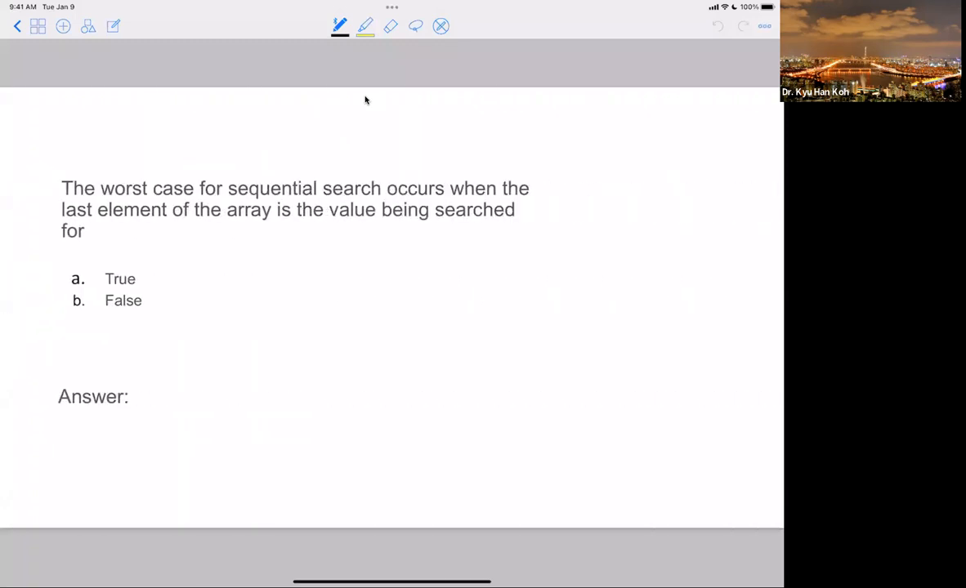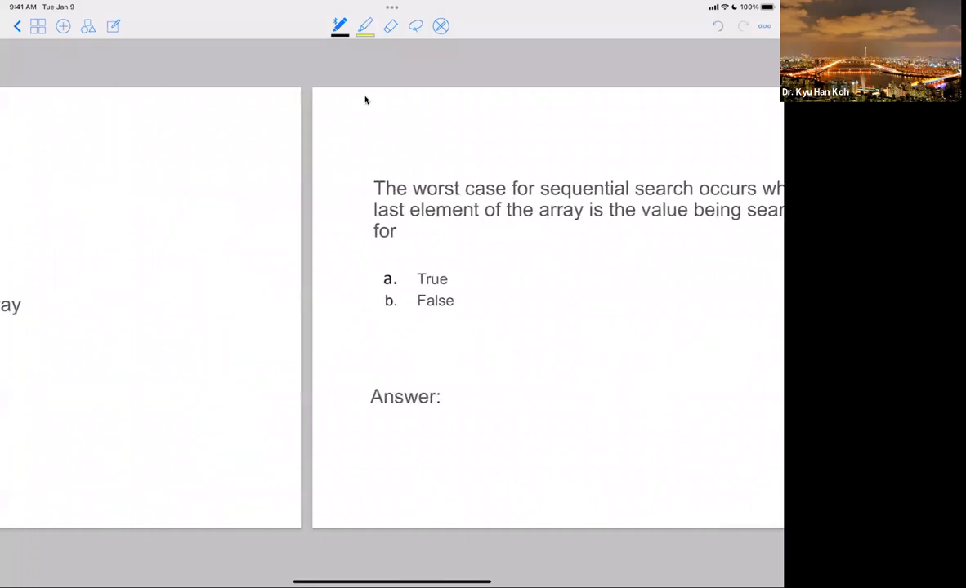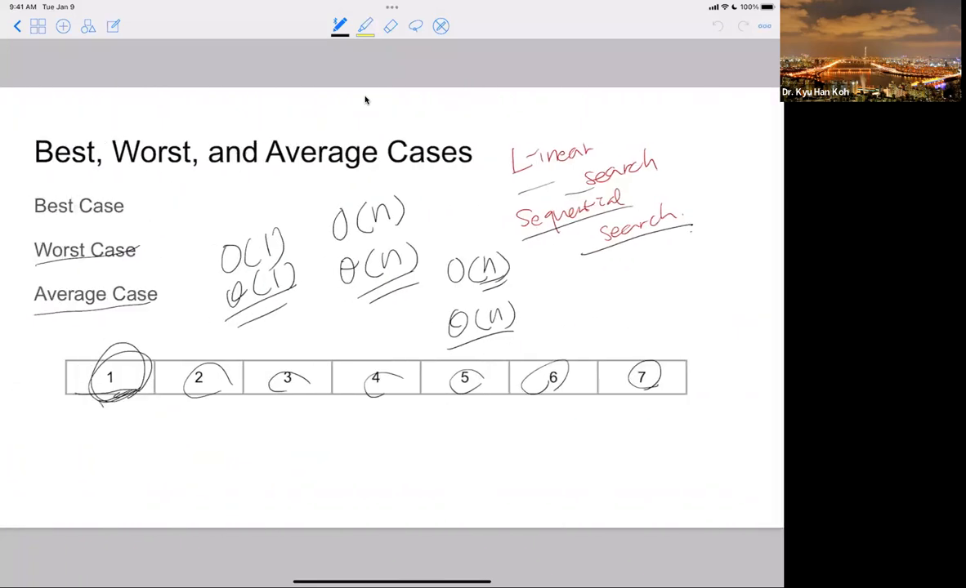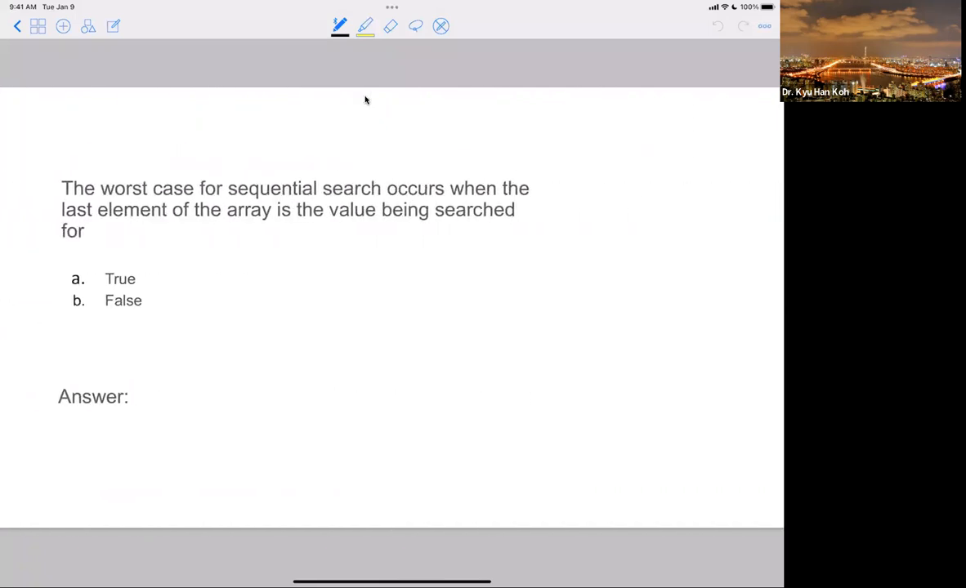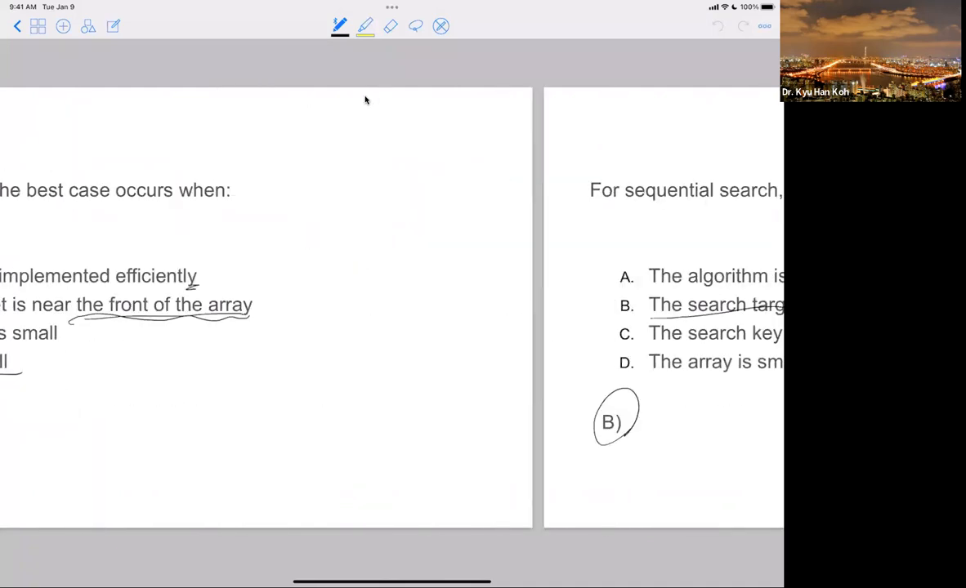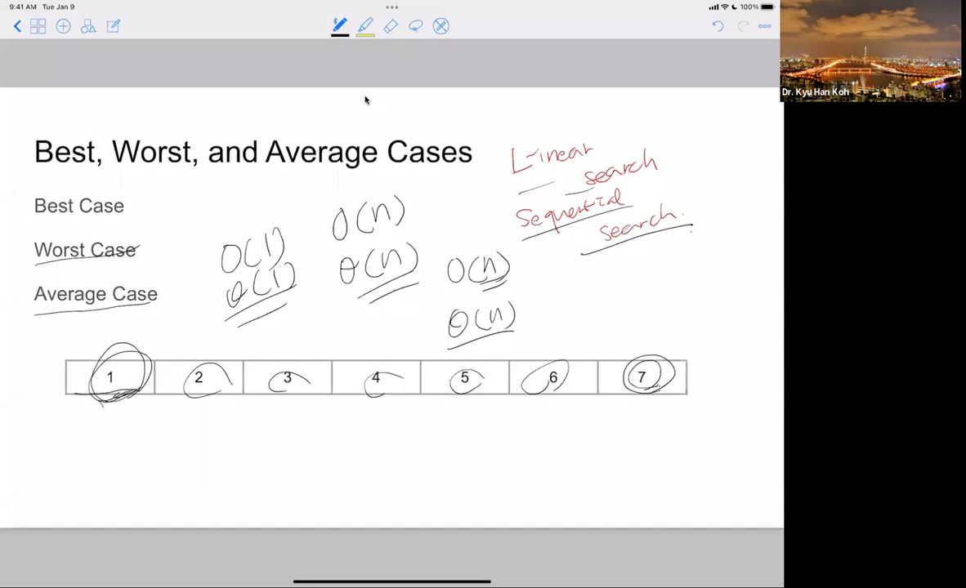Then, the worst case for sequential search occurs when the last element of the array is the value being searched for. That is true or false? Again, think about this case. Yes, it is true because we already tried it.